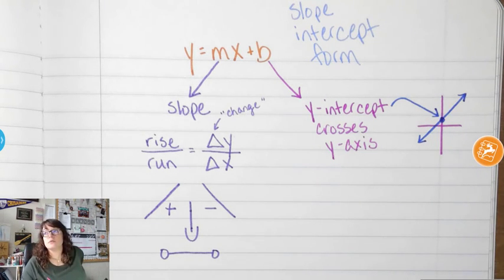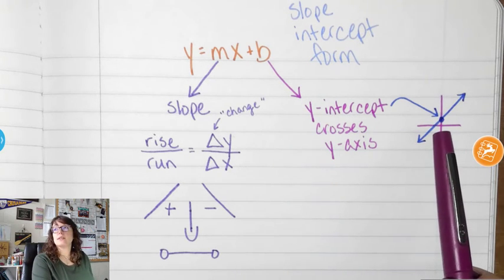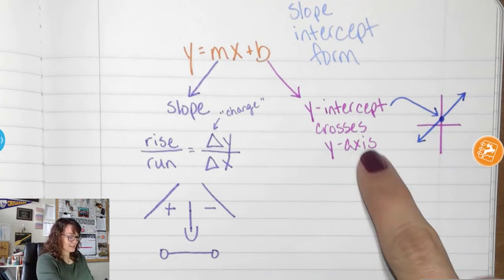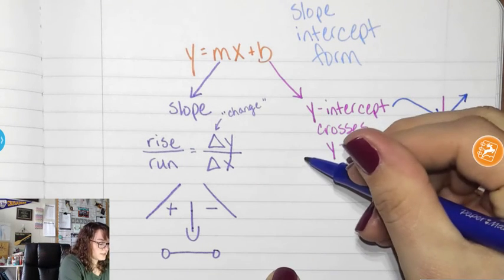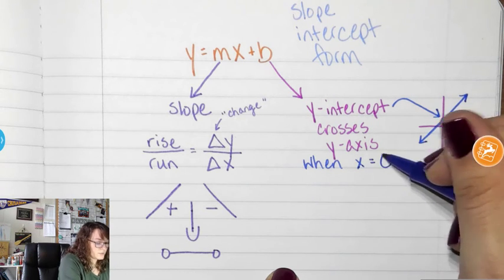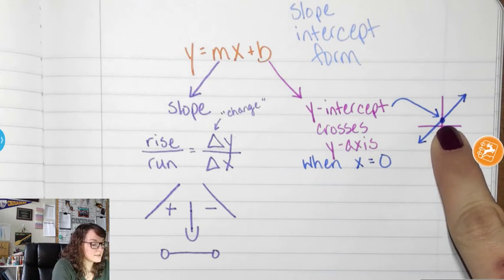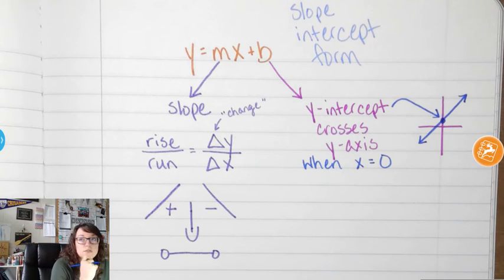Now, sometimes there's a very easy way to figure it out. What is x for that dot? 0. So when x is 0, whatever that y is, this is when x equals 0. Because whatever y is, x is 0 because it's on the y-axis.